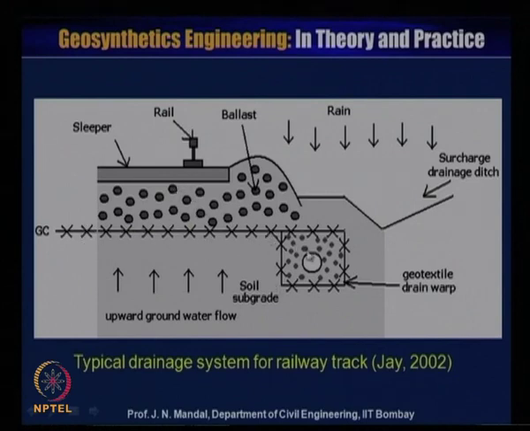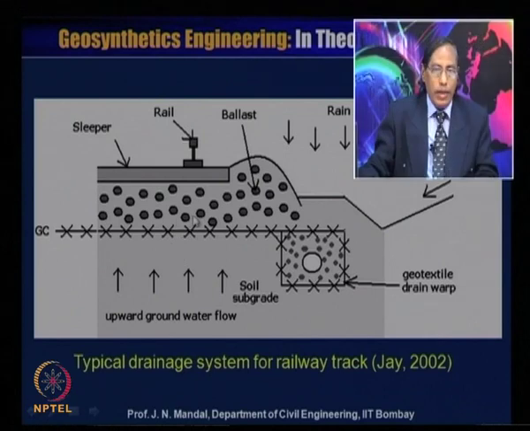and this water can be drained out through this trench, or if there is rain, or there is a surcharge drainage or ditch, all the water can pass through this trench material. So, this is a typical drainage system that can also be used for any railway track.